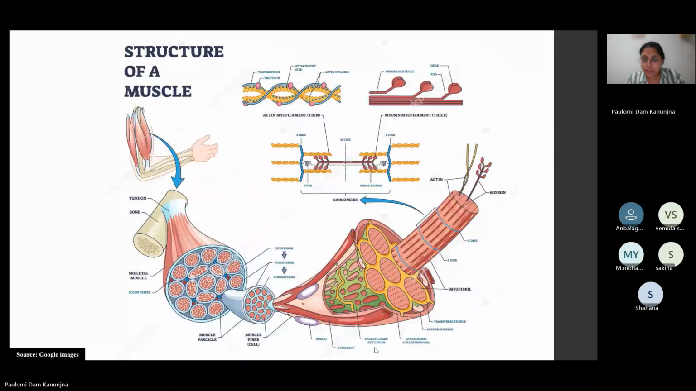Is my screen visible? Yes, I hope so. Thank you. All right. So here, what did we just do? So this was your muscle. These are your fascicles. So your muscles, when you see a slice of it, you will see a lot of muscle fascicles. Each of these bundles is a fascicle. Now, if you see the fascicle, you will see a lot of muscle fibers.